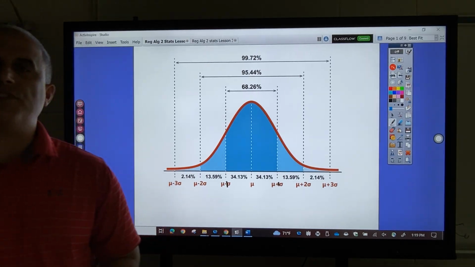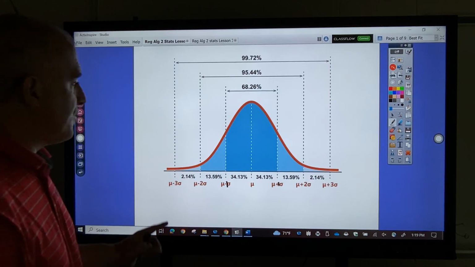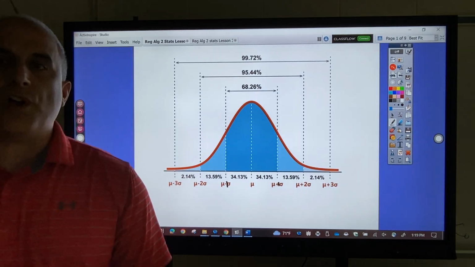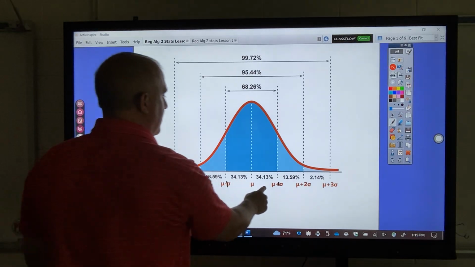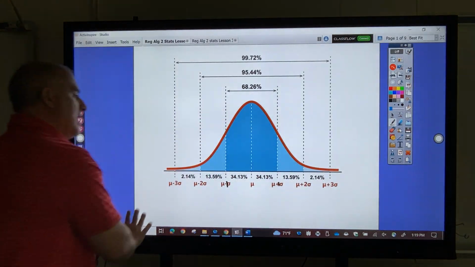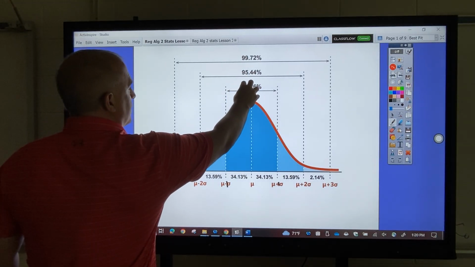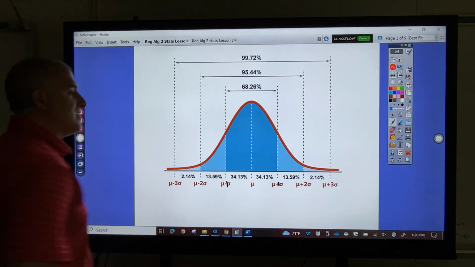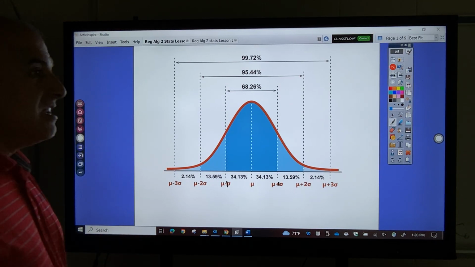Okay, this is going to be the second lesson in Algebra 2 for stats. We're going to pick up where we left off with the normal curve. Last class, we talked about the normal curve, this being the mean, and my one standard deviation, 2, 3, and then the negative ones. And there's my percent of my information, 68%, 95, 99.7. Okay, so that was the end of the last lesson.